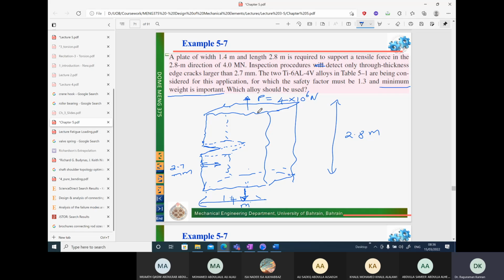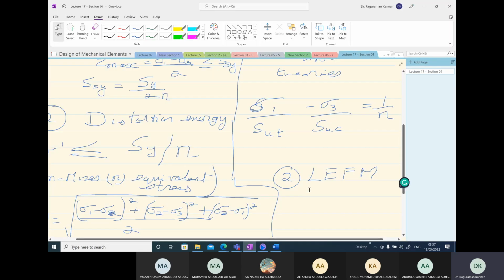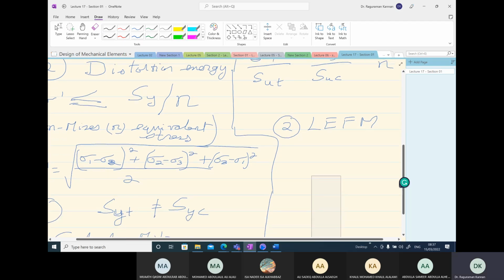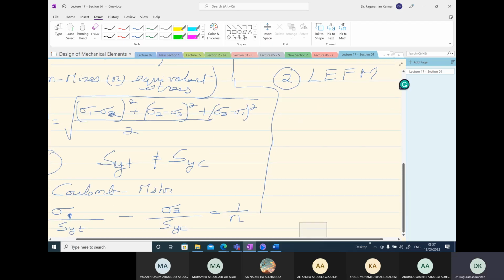So here, what are the constraints? We have the length and the width fixed. I cannot change anything, but notice that we are not given the thickness of the plate. The thickness of the plate is missing, and we assume T. T is the thickness. How do I solve it? What is the condition? The condition is minimum weight.